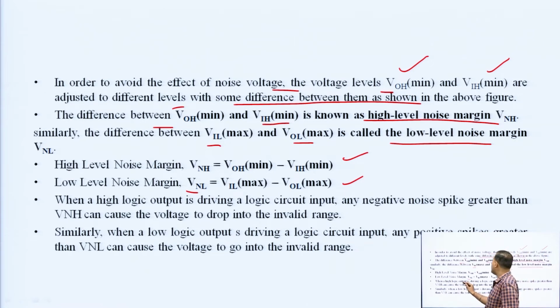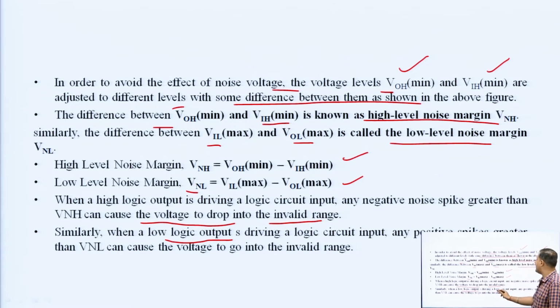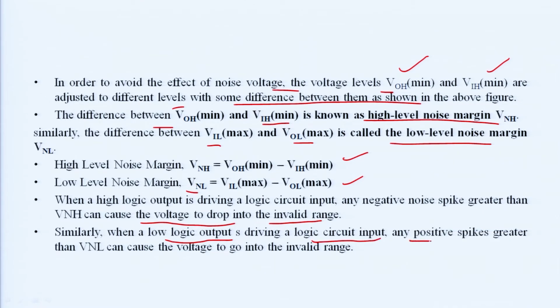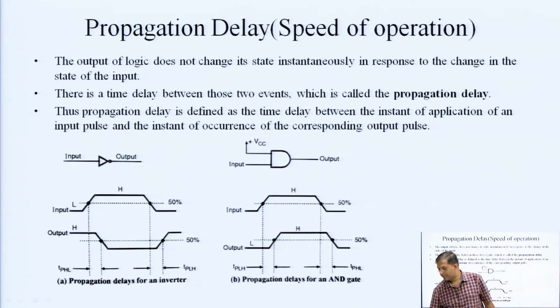When a high logic output is driving a logic circuit input, any negative noise spike greater than VNH can cause the voltage to drop into the invalid range. Okay? And similarly, when a low logic output is driving a logic circuit input, any positive spike greater than VNL can cause the voltage to go into the invalid range. Okay? So, I think it is clear.